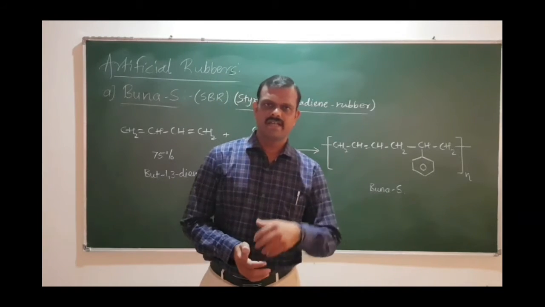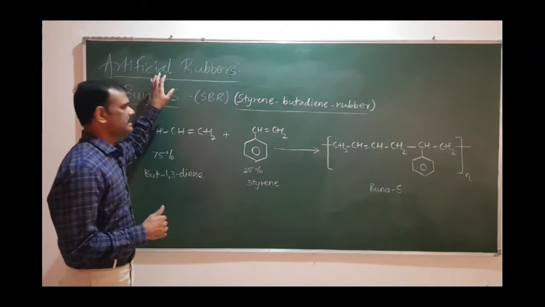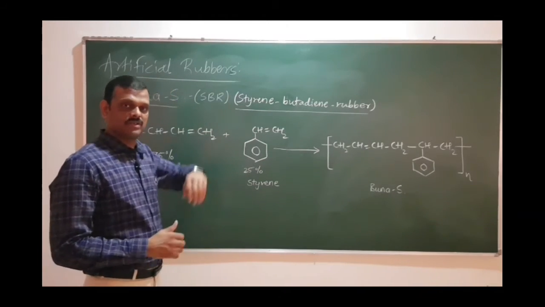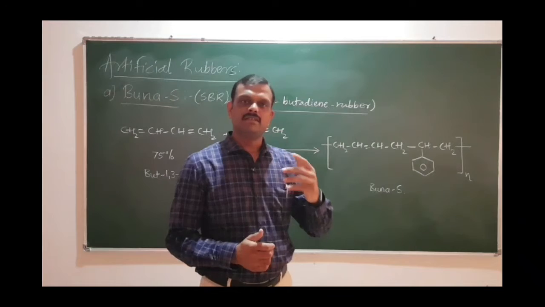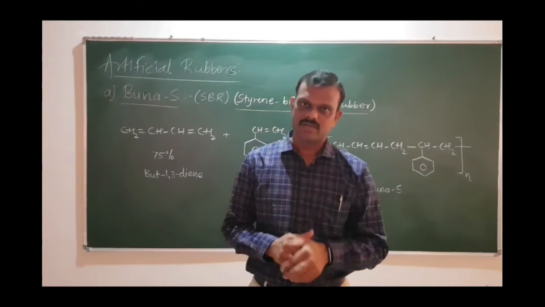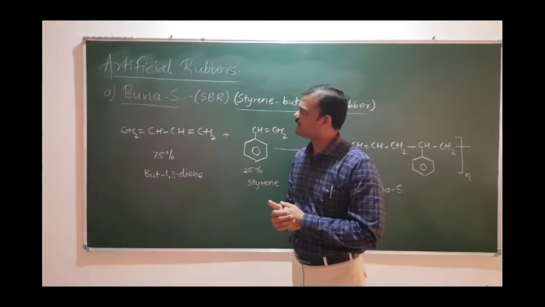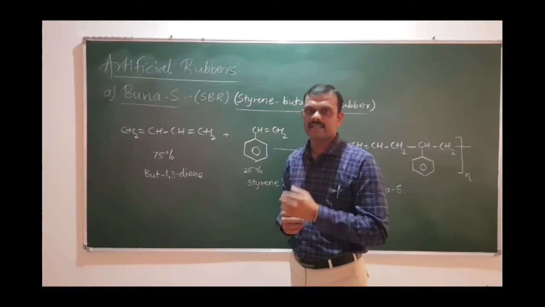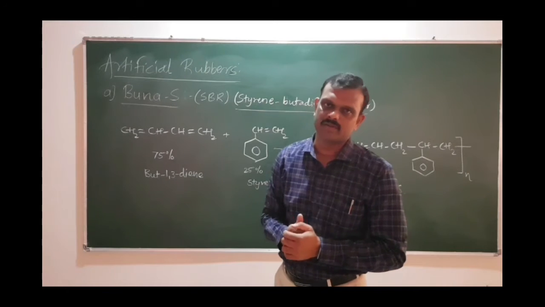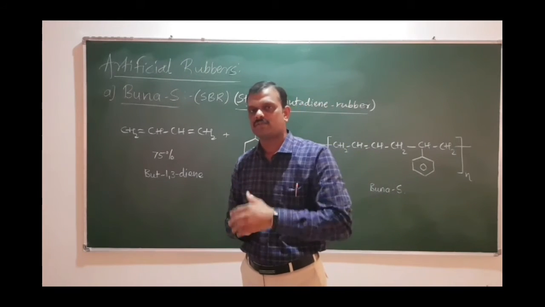Now, after formaldehyde polymers, the next polymer is artificial rubbers. Already we have studied the natural polymers, natural rubbers. Now the next part is artificial rubbers. From that we have to study two types. First one is Buna S and another one is neoprene rubber. Vulcanized rubber is also another part.